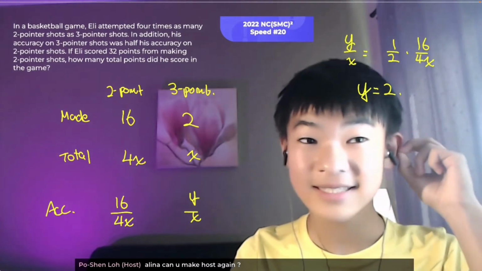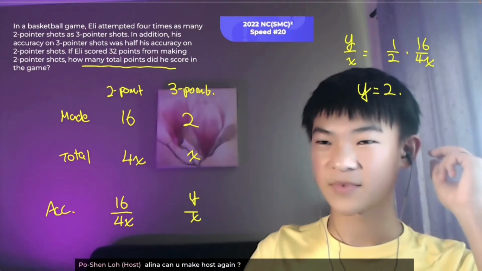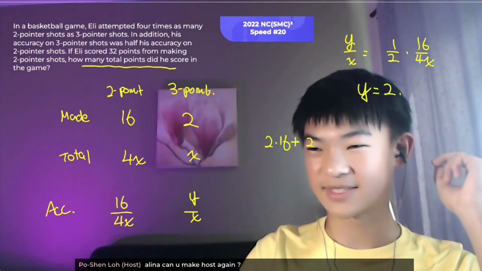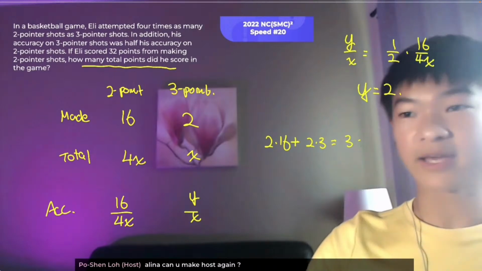Now the problem asks how many total points he scored in the game. So that'd be 2 times 16 plus 2 times 3, which is equal to 38.